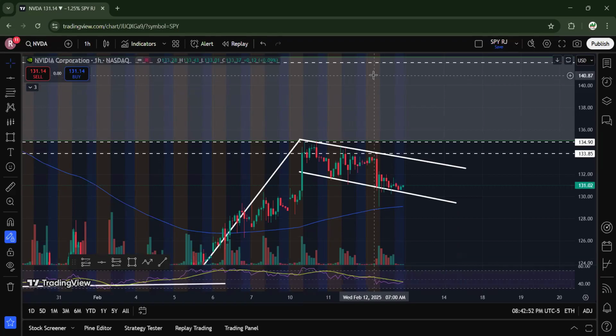Let me know, does that make sense? Every stock isn't like that. You see, we just had POTR, which I said I wouldn't watch at the moment. Let me know, does this Nvidia make sense? Does that make sense? Okay, cool.